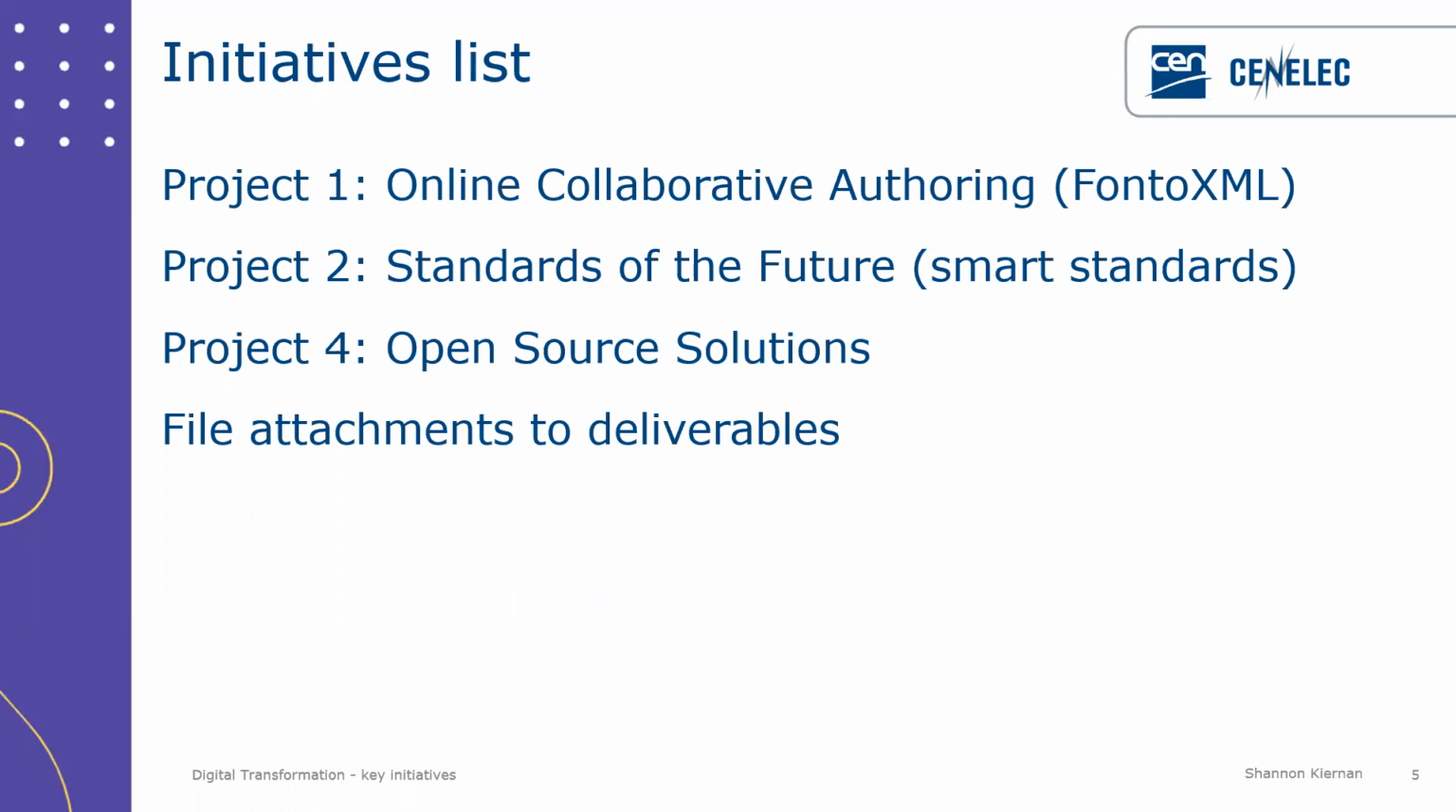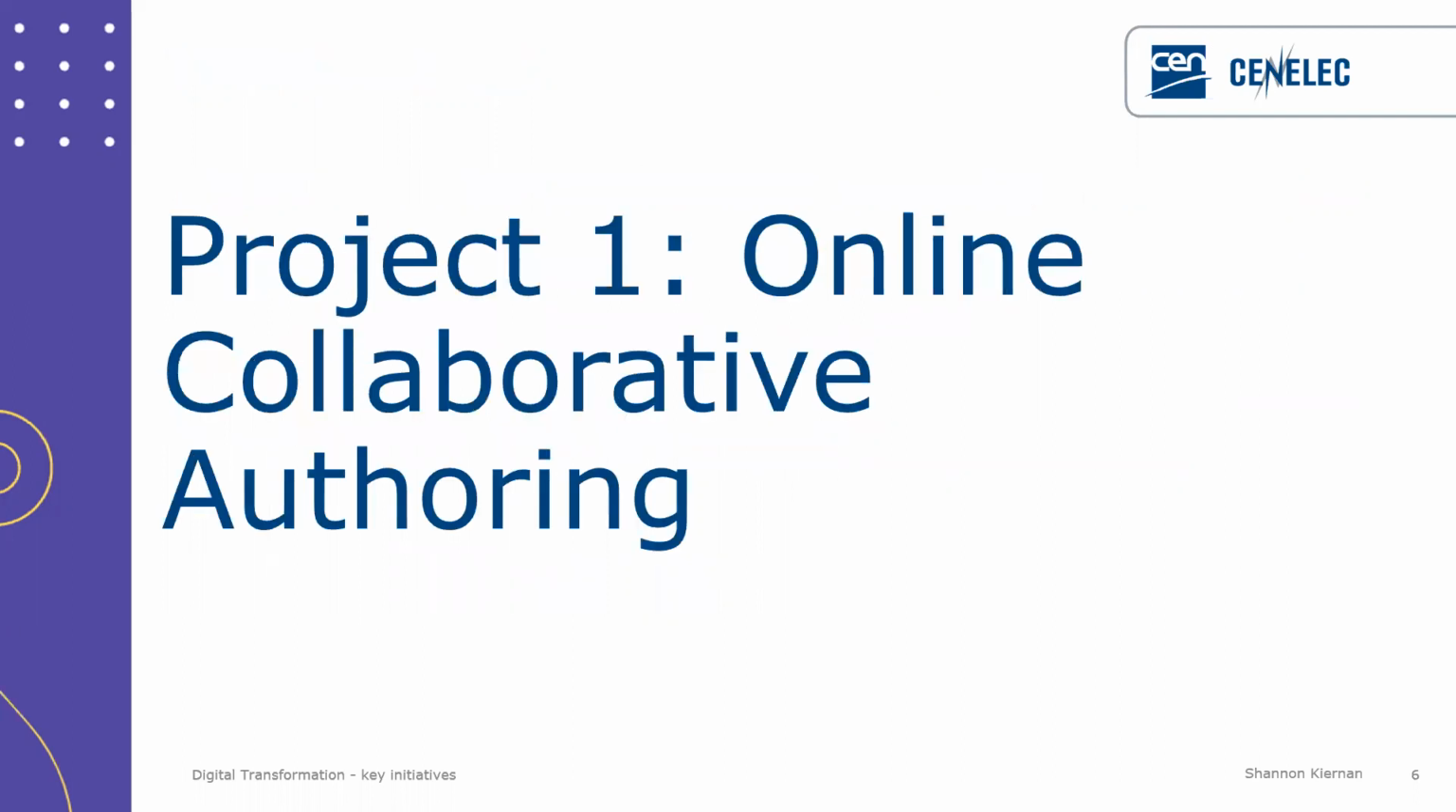So these initiatives are currently part of the program that support our strategy, but the strategy goes to 2030, and these projects have shorter timeframes. So we expect that there'll be more initiatives in this list as time goes on. So let's start going through the initiatives one by one. Firstly, let's start with Project 1, online collaborative authoring.